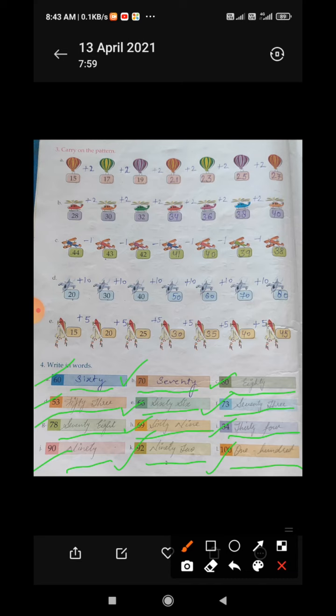Listen students, you have to do this one in your copy in homework, from A part to L part.